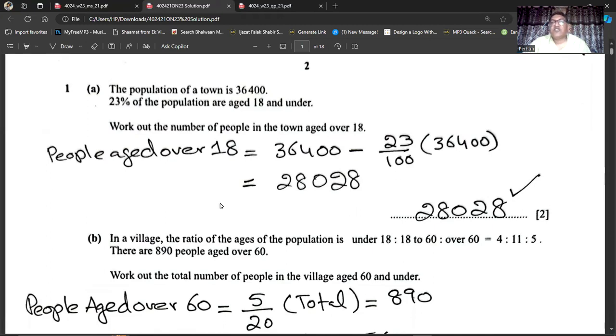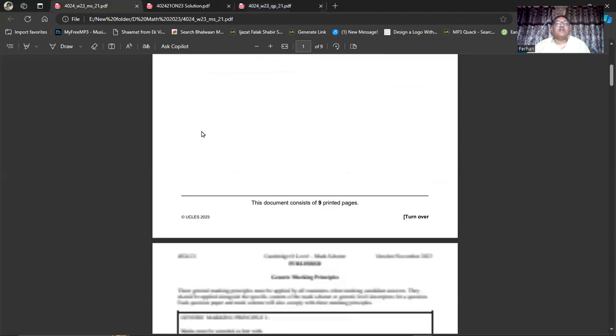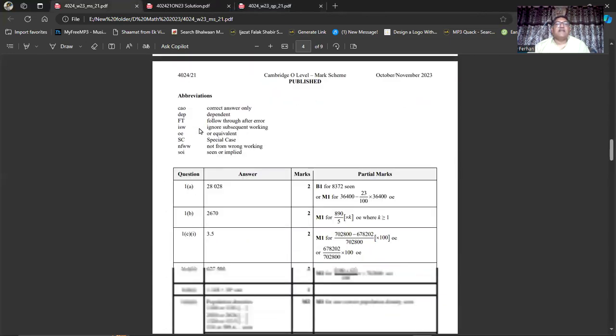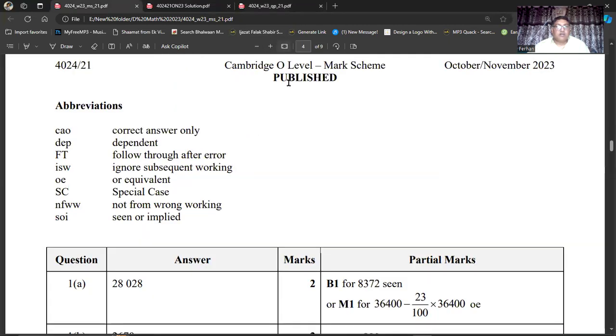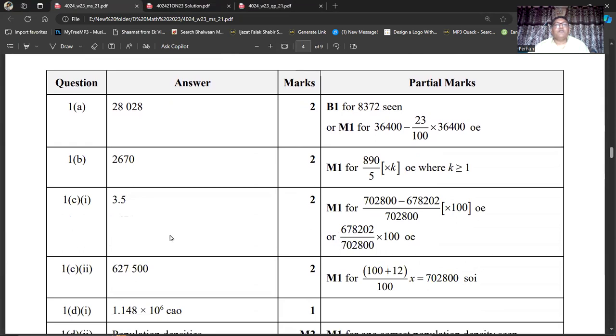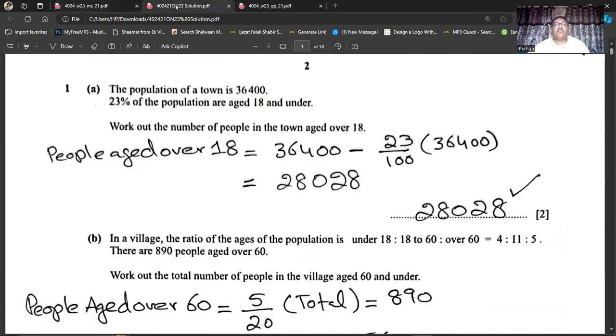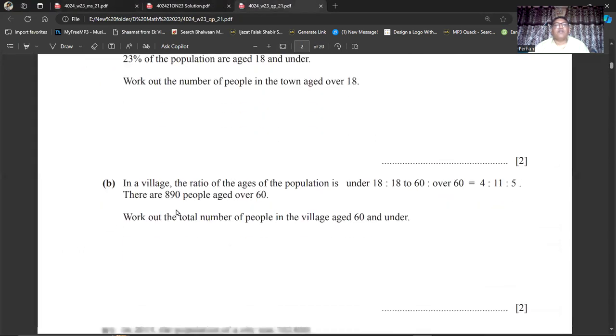When you enter this in your calculator, you will get 28,028. 28,028 is the answer. So here we go. The answer is right. So this is the solution, and we go to question number 1.